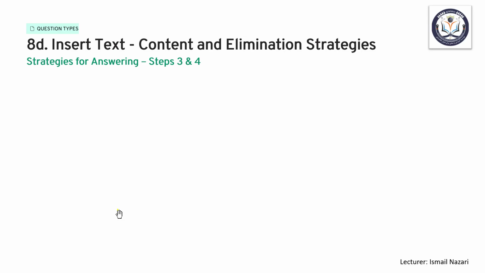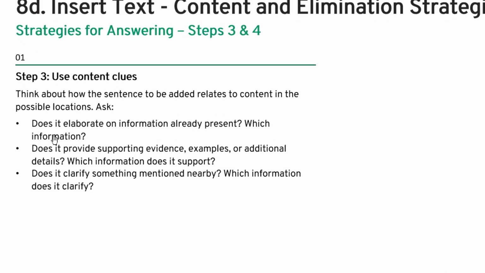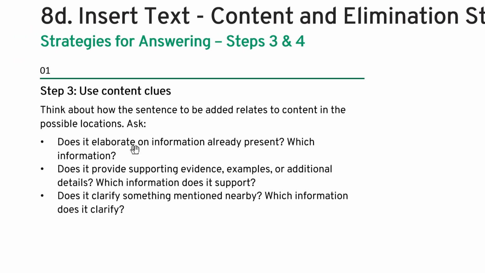The next thing is we need to use content clues as well. One was language clues, which we called transition signals. The next is using content clues. For content clues, you may ask yourself these questions. Does it elaborate on information already stated, already presented? Which information? For example, the sentence given to us to insert can be a general idea or a specific idea. So we have to find out the type of sentence which is given.